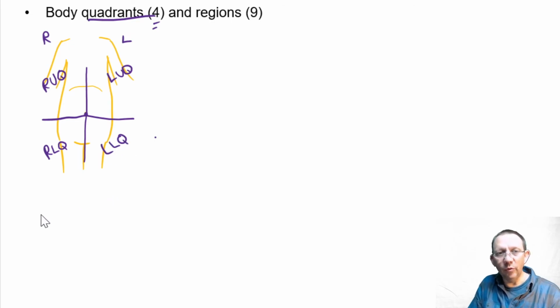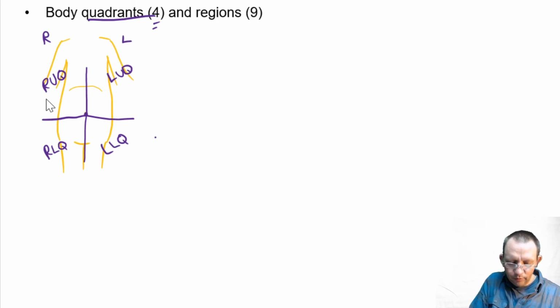Now, many times I'll ask you what's in each of those, and that's good to know. In the right upper quadrant, we have things like the liver, okay, the gallbladder, and the large intestine, okay, some parts of the small intestine. In the middle over here, on the left upper quadrant, we have the stomach, most of the stomach.